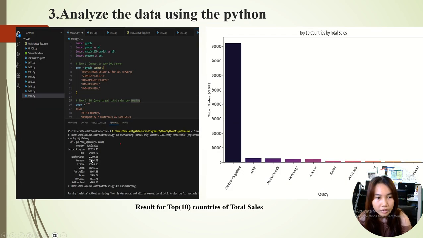This shows the results of total sales per country, and then I created a bar chart to visualize the results. Here you can see the United Kingdom is the highest sales country and the lowest sales country is Switzerland. This helps us see clearly which countries are the most important for sales.